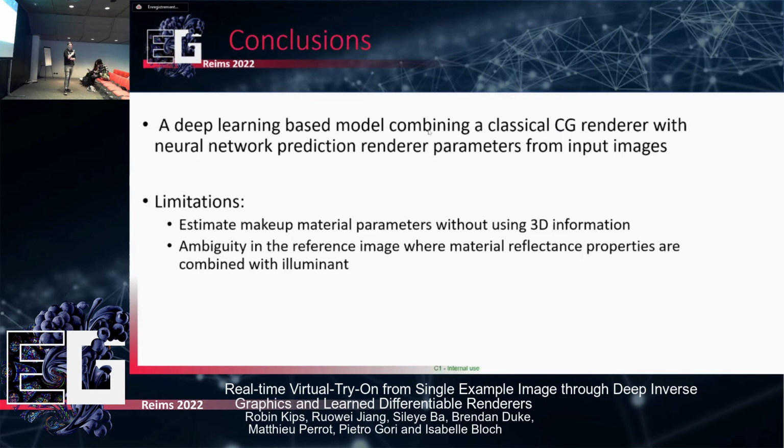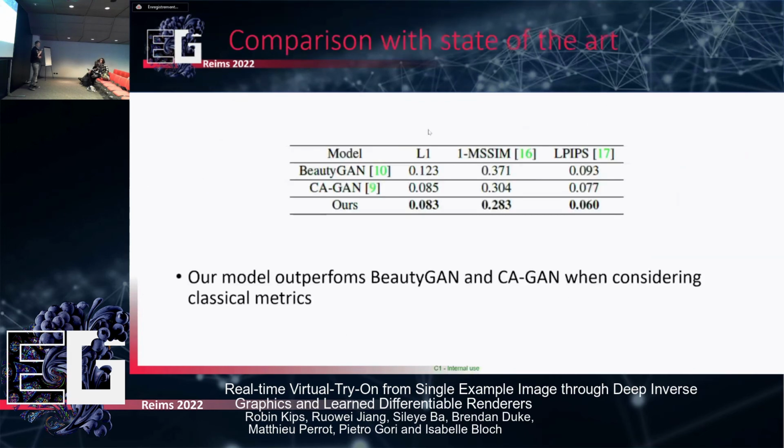Because when we wanted to compute the loss in the image space, we wanted to be able to see what happens. When we compute the loss only in the graphic parameter space, for example, the gloss was not well represented. That's why we need to be able to compare the reference image to the image that is generated after the makeup. Let me come back to this image.